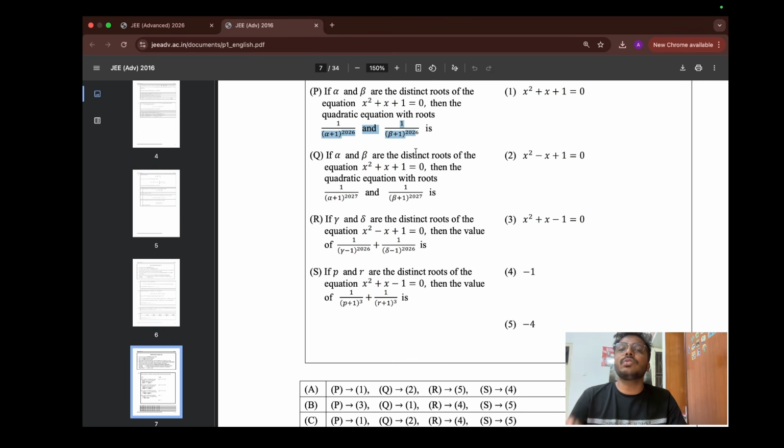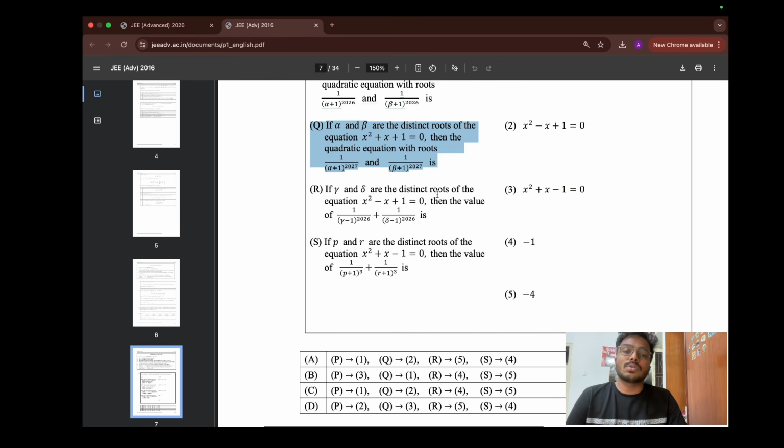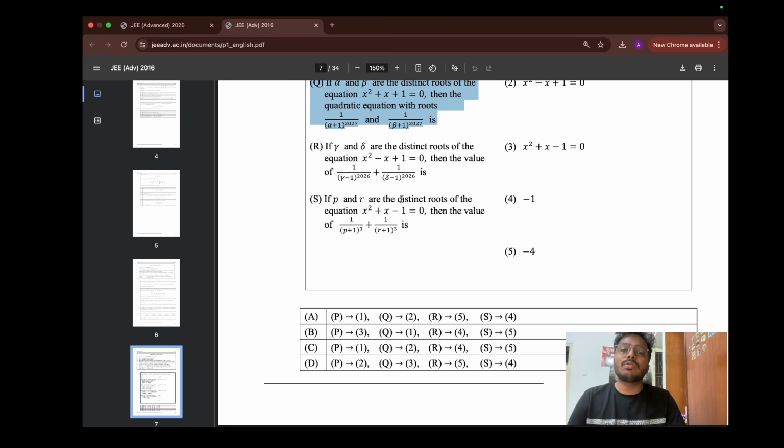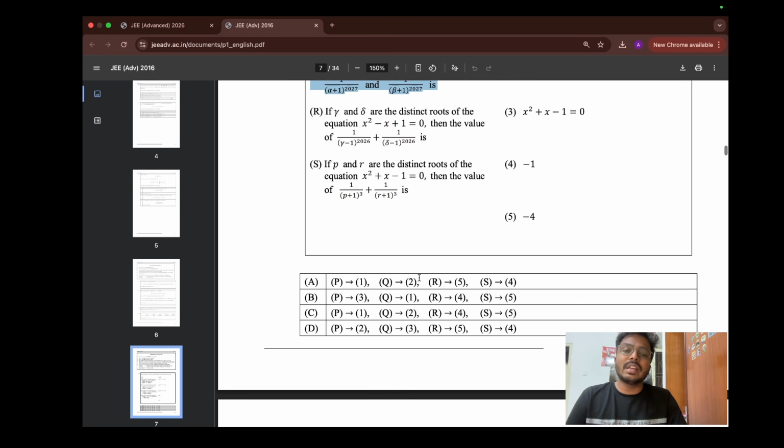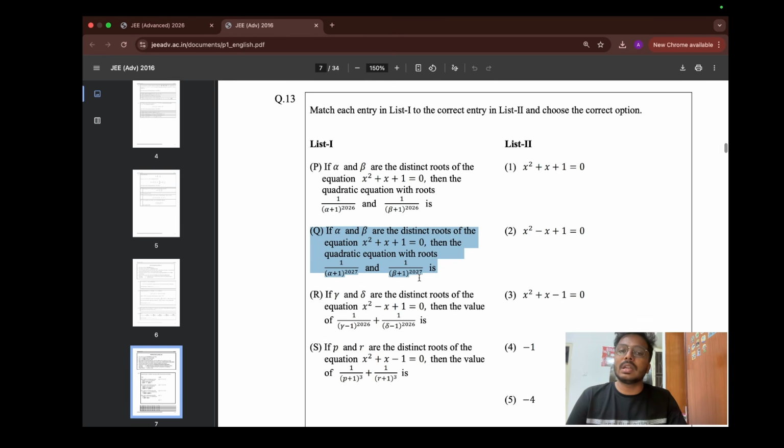properties of cube roots of unity to solve the first option, and you can pick and solve any source. Even second option is based on the cube roots of unity, and it is very easy to solve. You can very easily eliminate the options. You don't even have to solve all the 4 questions here. You can cleverly eliminate options, and it is a pretty straightforward and easy question.